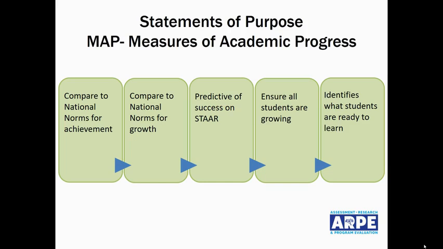The MAP RIT score identifies the spot on the learning continuum where a student is ready for instruction. What comes before that RIT range on the continuum is what the student already knows.